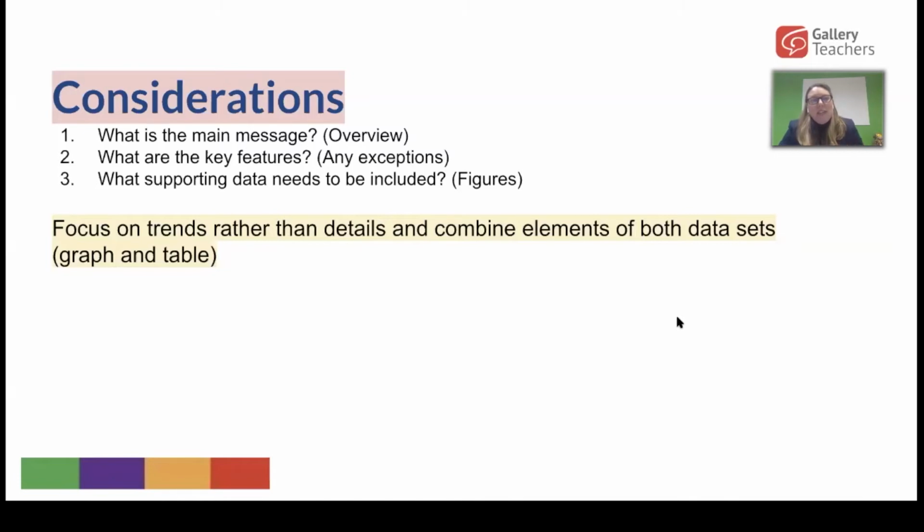What we also need to do is to focus on trends, tendencies, patterns, and not minute details. If there was a tiny dip in temperatures in the year 2000, this doesn't matter because we only have 150 words and we only have 20 minutes. So part of the technique is to really be able to consolidate that information into key features and main message. And you have to be able to combine elements of both data sets. When we have, for example, a pie chart or a line graph and a table, as was the case in our sample task.